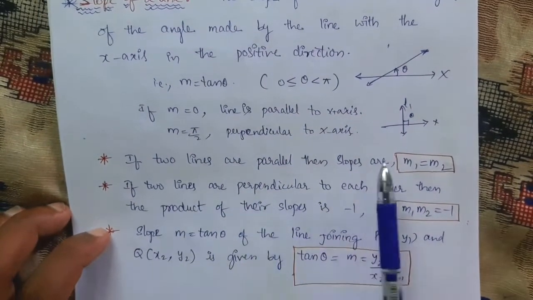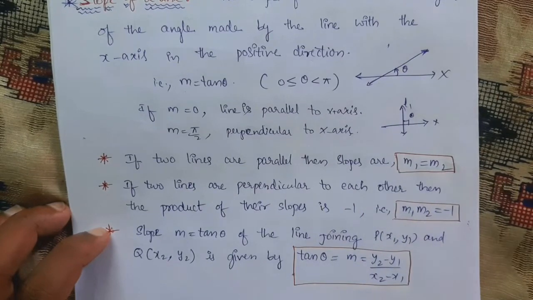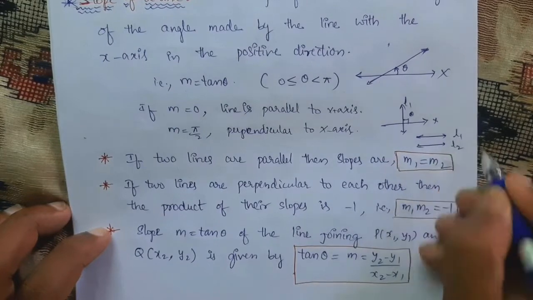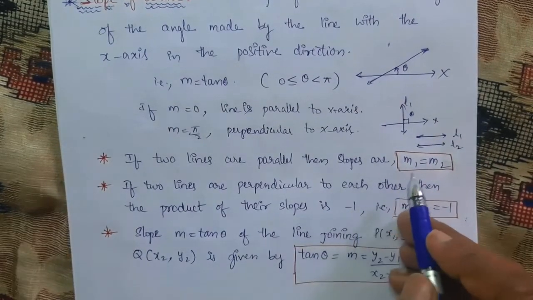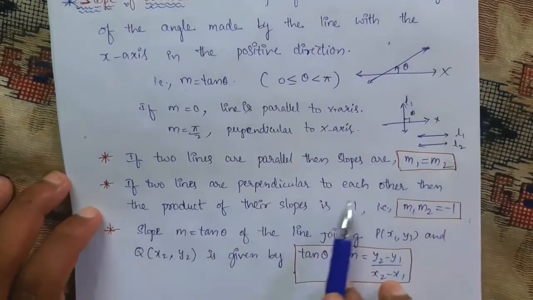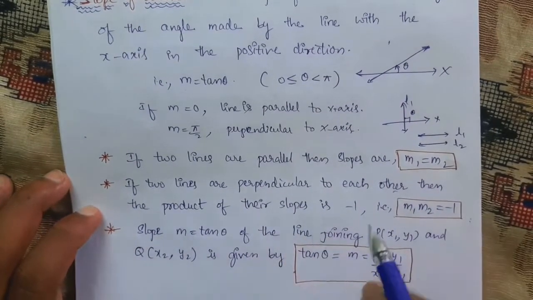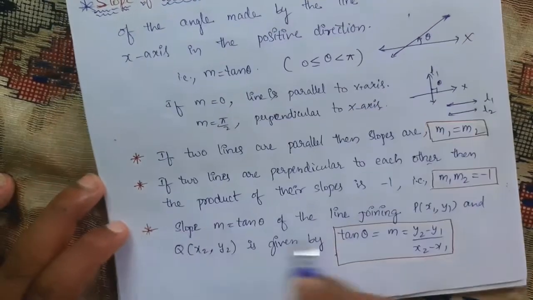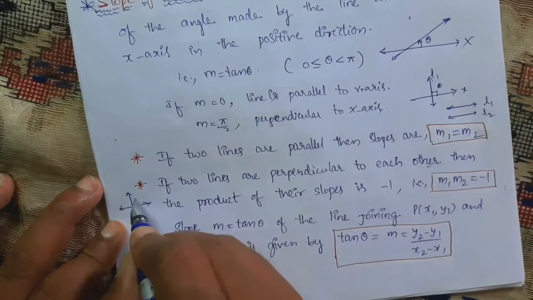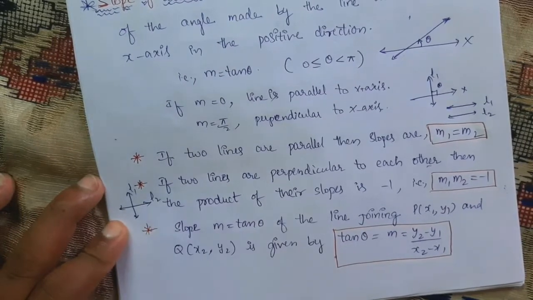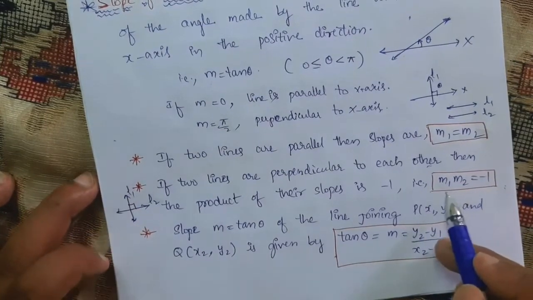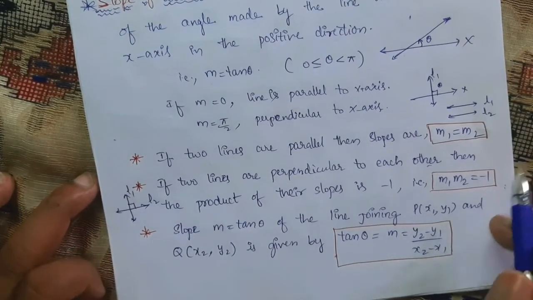If 2 lines are parallel, like L1 and L2, then their slopes are equal: m1 is equal to m2. Next, if 2 lines are perpendicular to each other, then the product of their slopes is -1. When can we conclude that 2 lines are perpendicular by using slopes? If we find m1 and m2 and multiply those two, we get -1.